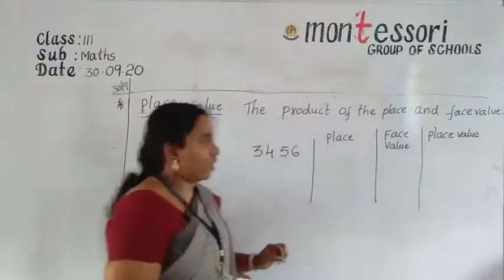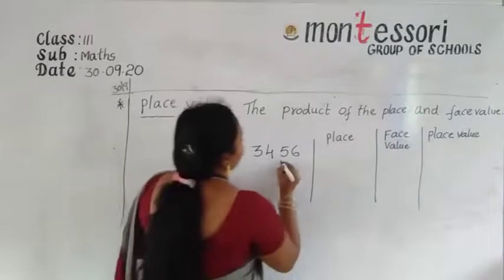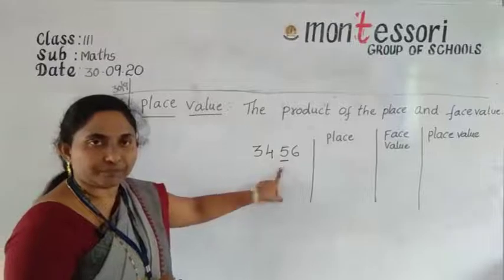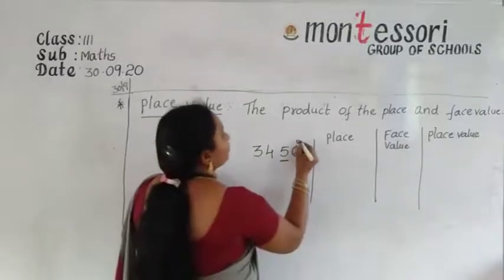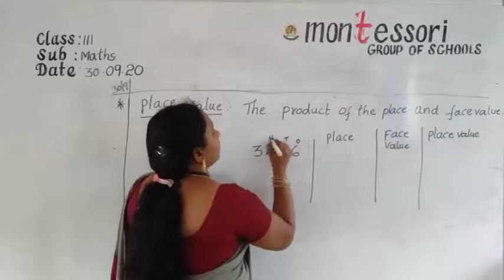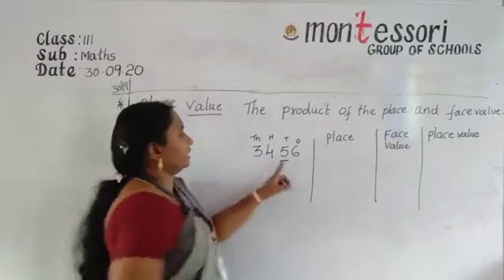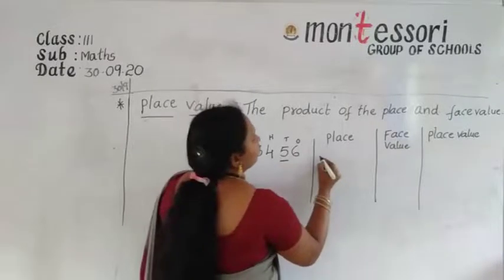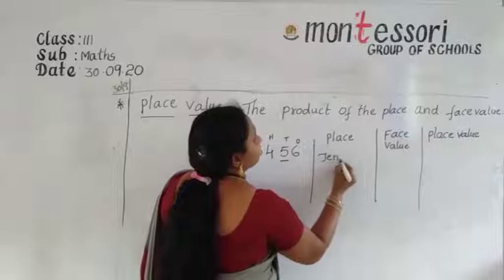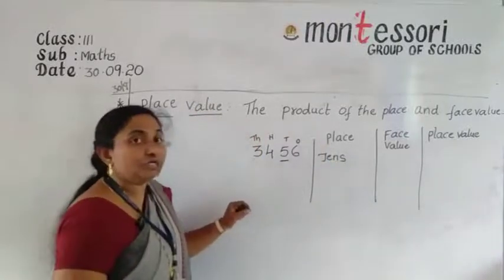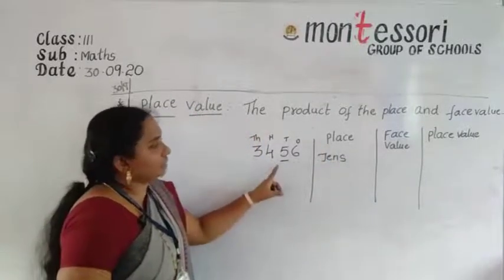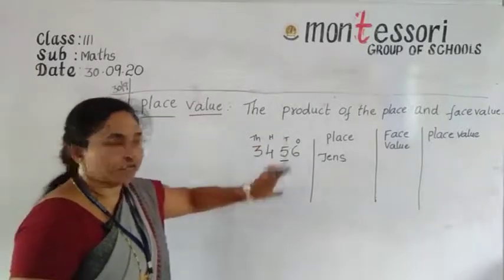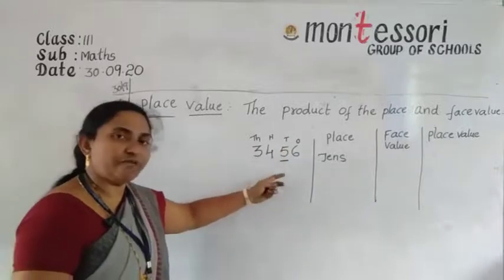Okay. So now here I am writing 5. In which place is 5? First listen carefully. Now I am writing place values: ones, tens, hundreds, thousands. So in the tens place, 5 is there. So the place of 5 is equal to tens. Understood? What is a face value? Face value is the number itself. So the face value of 5 is 5 only.